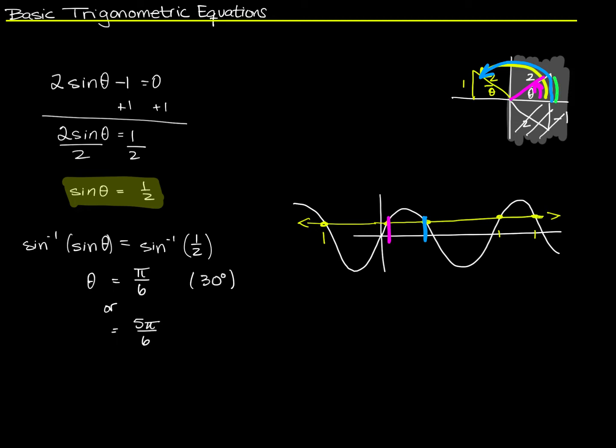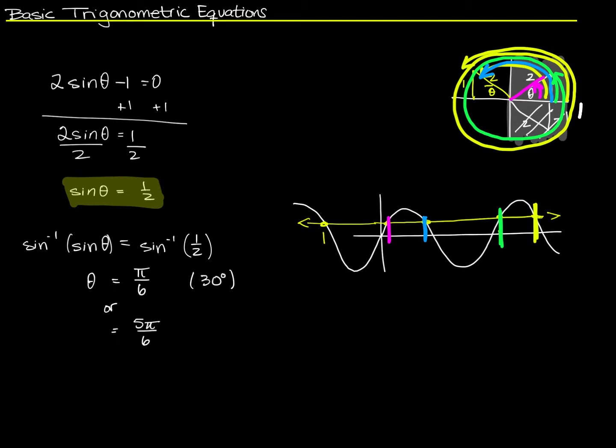The next one doesn't occur until I go all the way around the circle and come back to something coterminal to pi over 6, and that's this one right here. The next again one would be all the way around past pi over 6 to 5 pi over 6. So now I'm looking at an angle that's coterminal with 5 pi over 6.